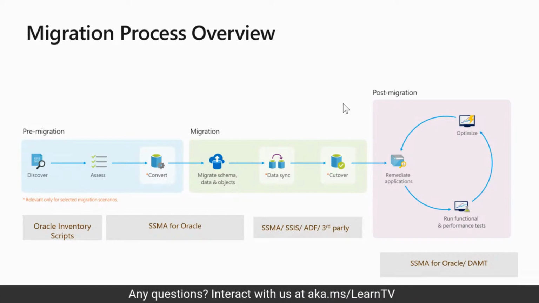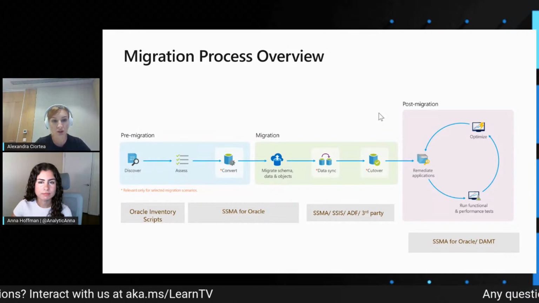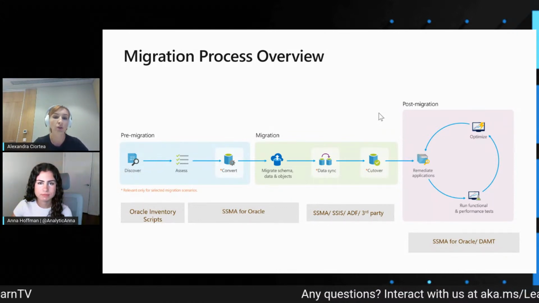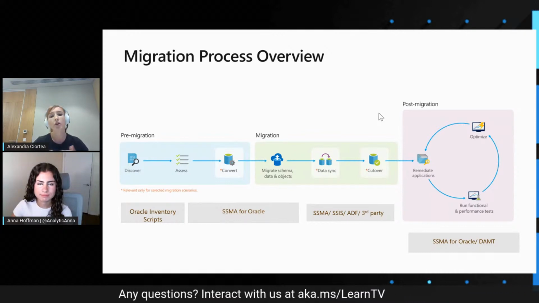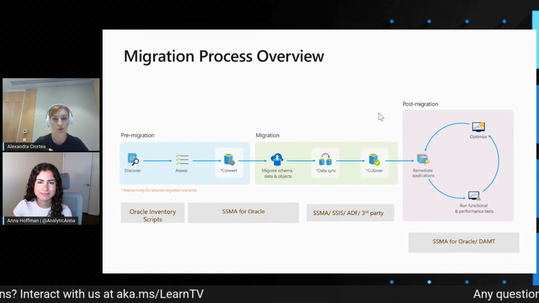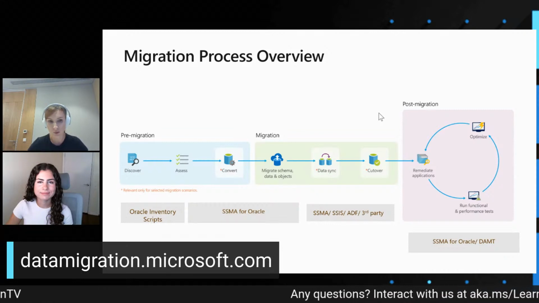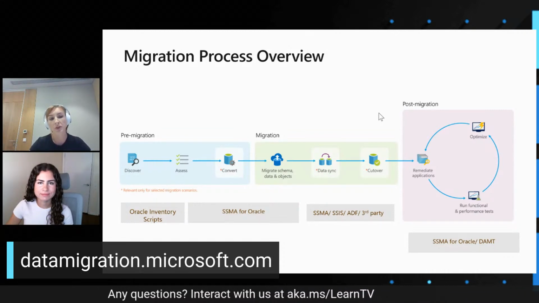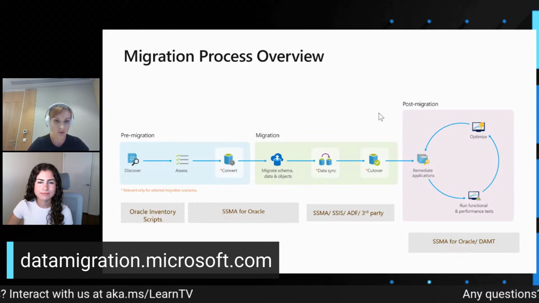How do we automatically discover? Well, right now we have a sort of Oracle inventory scripts. They are included in the Azure Migration Guide. You can find them on the portal. You have a lot of information on how to use them on the migration guides. We've also included all other IPs that can be useful in the migration space. And the Oracle inventory scripts is definitely part of that collection of IPs.